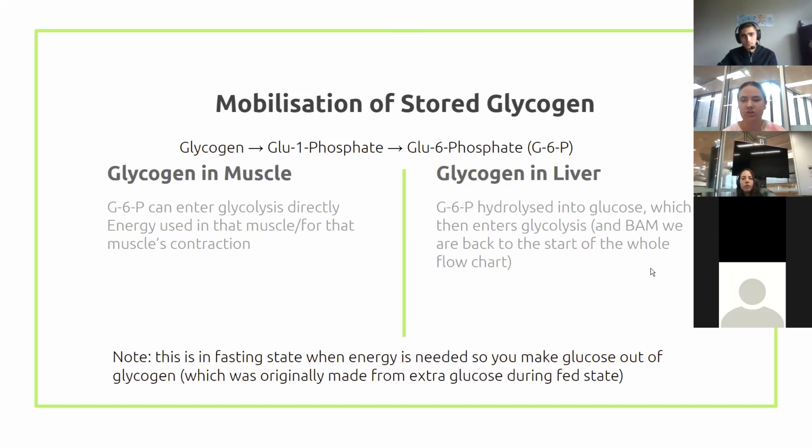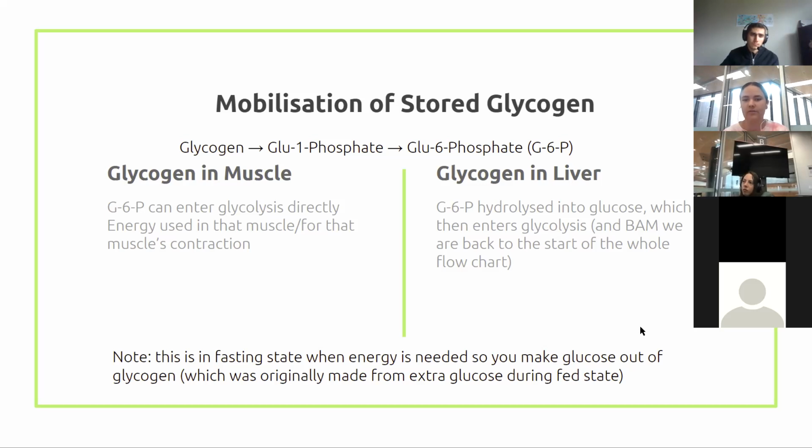And then depending on where in the body this glycogen is stored, it depends on how we use the G6P. So if you have glycogen in your muscles, it can go straight into glycolysis and essentially start the whole thing that I've just been talking about again. But it can only be used in that muscle, or for that muscle contraction.